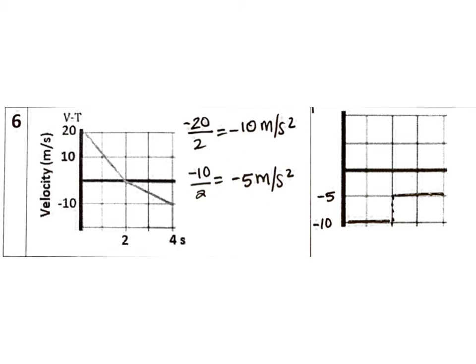So for your acceleration graph, you're going to plot the horizontal lines at those numbers. So the first 2 seconds, and time is not labeled here, this should be 2 seconds and 4 seconds. So you plot -10 and then -5. Okay, and then just put a little dashed line to connect the 2.